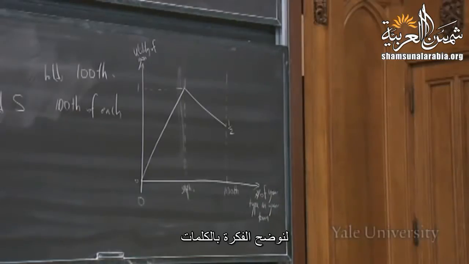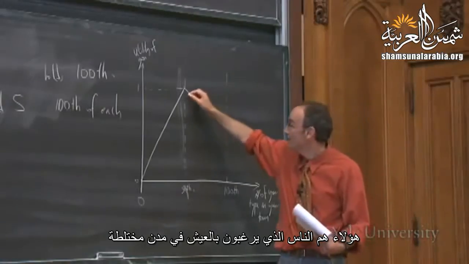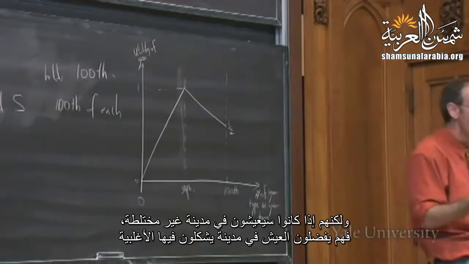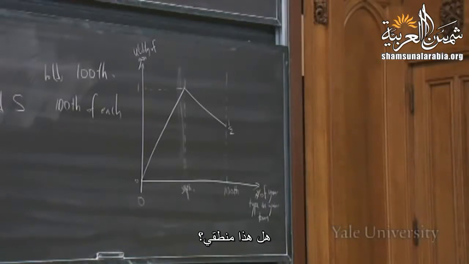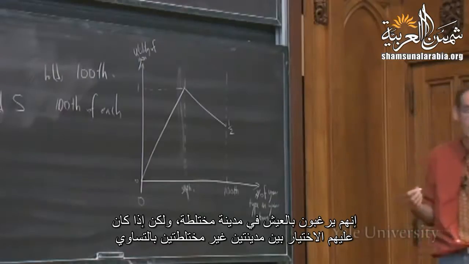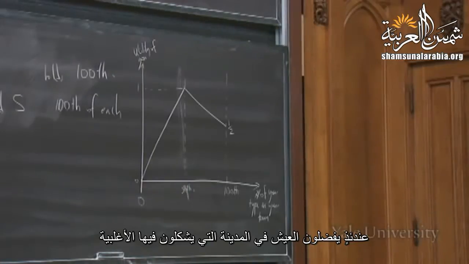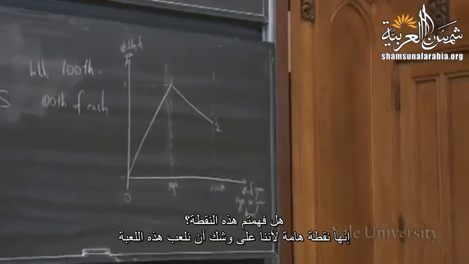All right? So let's try and get the idea across in words. These are people who would like to live in mixed towns, but if they're going to live in a town that's not mixed, they'd rather live in a town in which they're the majority. That make sense? They'd like to live in mixed towns, but if they have a choice between two towns, and the towns are not evenly mixed, then they prefer the town in which they're the majority. Everyone understand this? Since we're about to play this game, it's important you're all on board here.